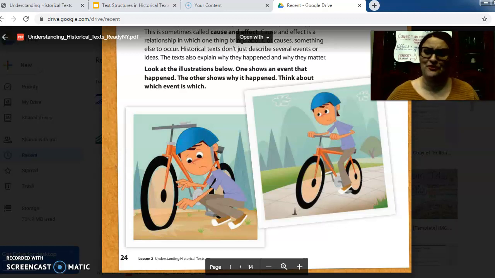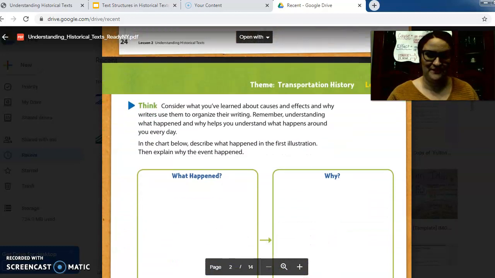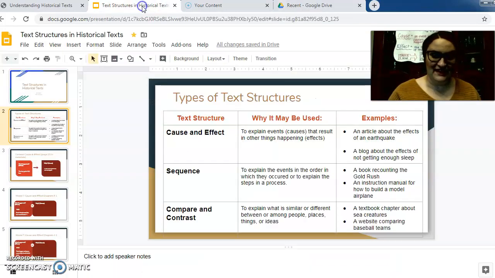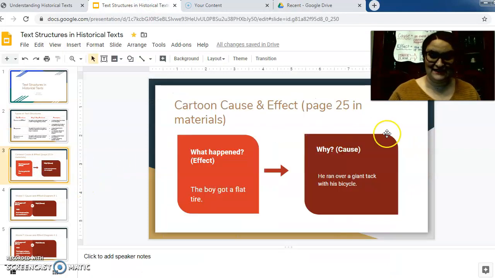The second picture, the boy is happy and he's riding on his bike that does not appear to have a flat tire, and oh, what's that? It's a huge, ginormous tack that he's about to run over. So, obviously, in this picture, the cause would be he ran over a giant tack with his bicycle, and the effect is he got a flat tire. So, this is a pretty obvious one.